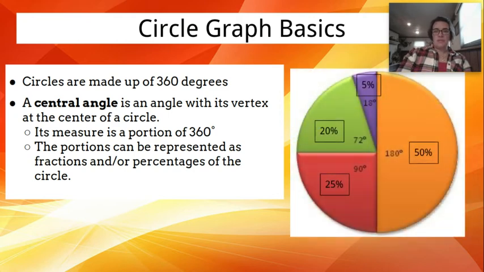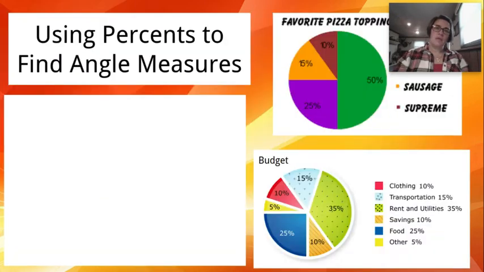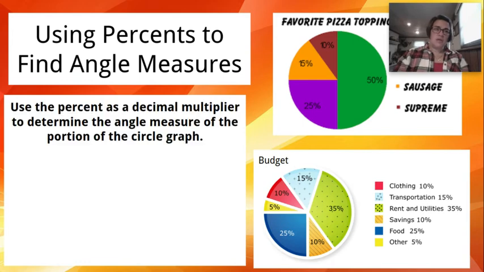So here is an example where the degree measurements are there and the corresponding percentages of 360 degrees. So these measurements can be calculated and used to analyze data related to various real life situations. Here are a couple other circle graphs just to show a few calculations, favorite pizza toppings and family budget. So we can use the percent as a decimal multiplier to determine the angle measure of the portion of the circle graph that each pie piece, so to speak, represents.